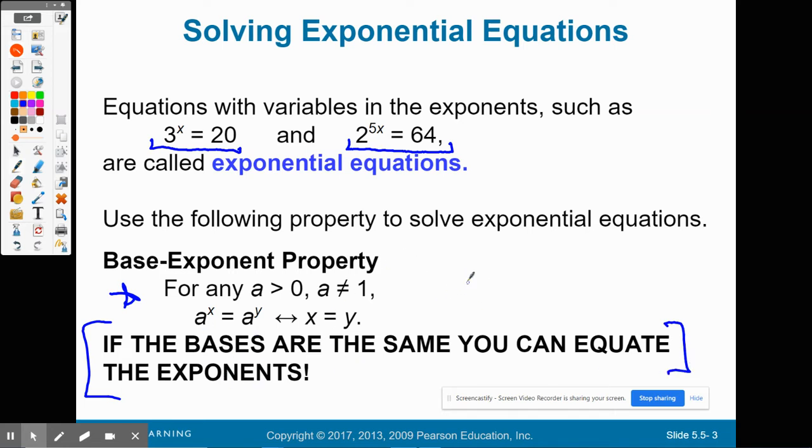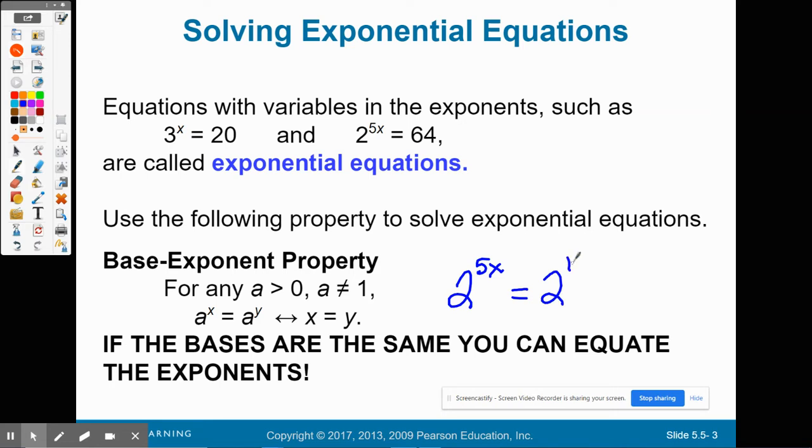What this means is if I say that 4 to the x is 4 to the 7th, the bases are the same. So clearly x is going to have to equal 7. It's the only way that it could be true. So it's not always going to be that straightforward. I mean, sometimes it can be. You could say 2 to the 5x equals 2 to the 15th. The bases are the same. So this means that 5x equals 15 and x would equal 3.